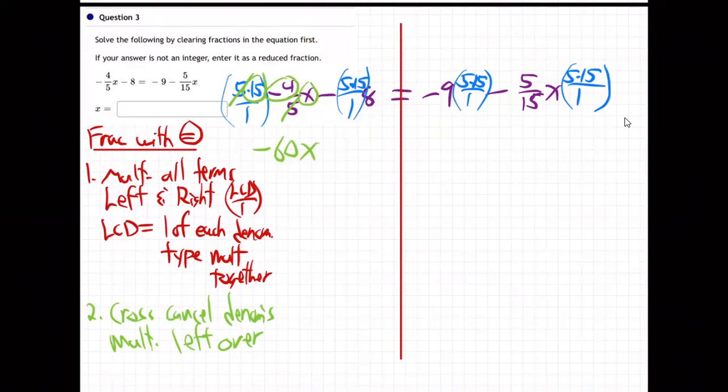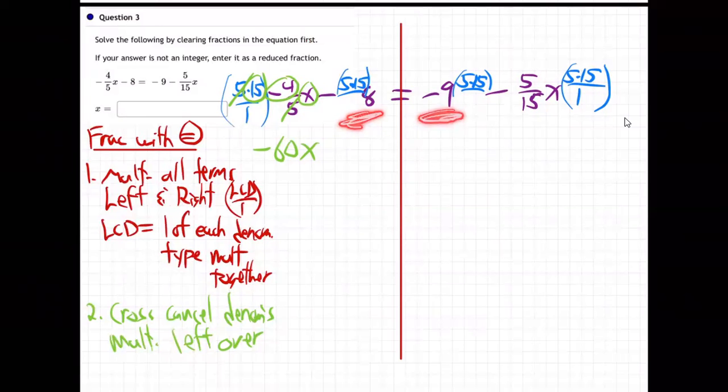Now, what happens here? Here, they're just going to multiply. In fact, I wouldn't even bother to put this over 1. Same thing here. Why not? They're not fractions. 8 and 9 are not fractions. So you don't need the over 1 thing.